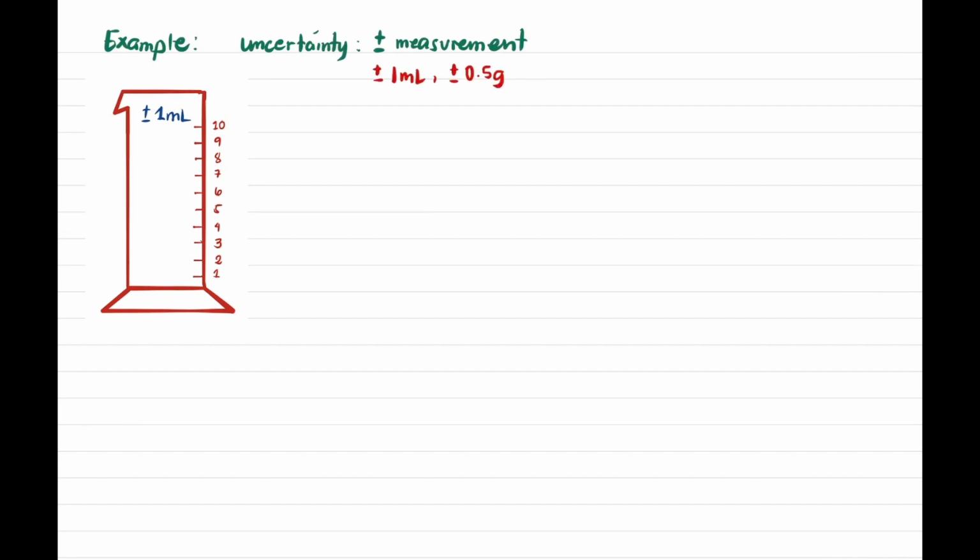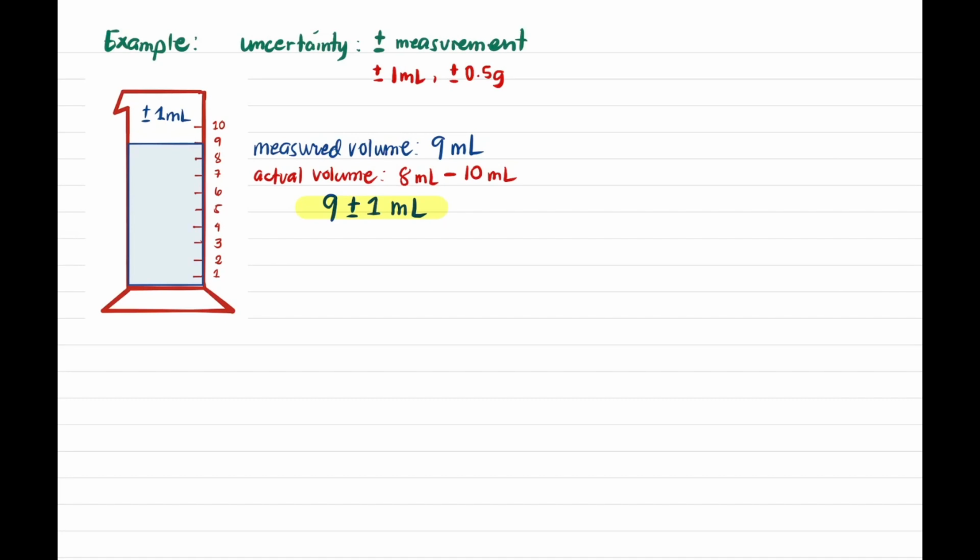Kapag ang volume ng liquid na ating nakuha ay let's say 9 milliliters, then the actual volume is in the range of 8 to 10 milliliters. We represent the volume of the liquid as 9 plus or minus 1 milliliters. In our example, we only have one significant figure, which is the digit 9. I-discuss ko ang rules for significant figures as we proceed with the lesson.